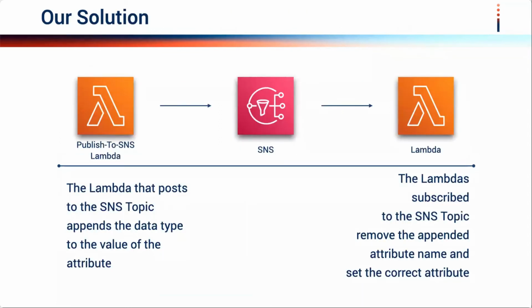Our solution was to read the type of the attribute before the message is sent. We then append the data type to the attribute before we send it to the SNS. Once our SNS topic publishes, the receiving Lambda is responsible for reading the appended data type, removing it, and making any required updates to the type value on the attribute.